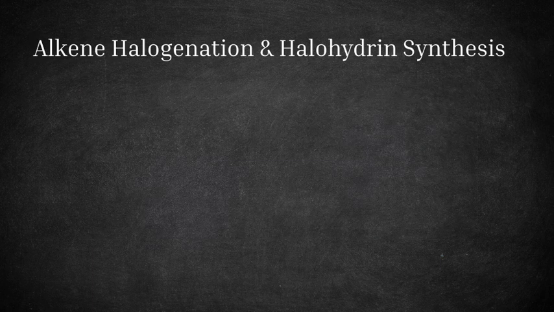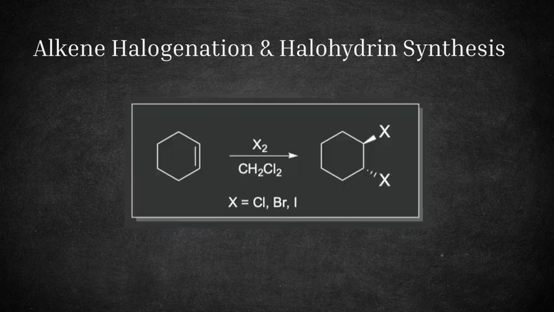We've now completed our discussion of all the reactions that convert alkenes into alcohols and diols. Let's move on to discuss the halogenation of alkenes and halohydrin formation. Alkenes undergo halogenation when treated with Cl2, Br2, or less commonly I2, resulting in the formation of vicinal dihalides. These reactions are stereoselective, favoring the formation of anti-addition products due to the mechanism of the reaction.